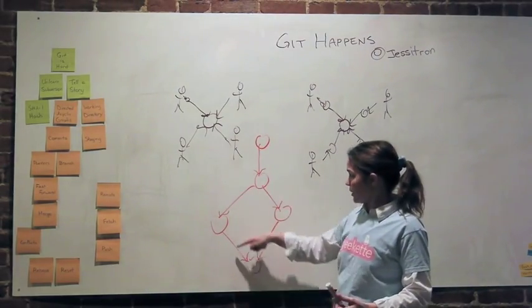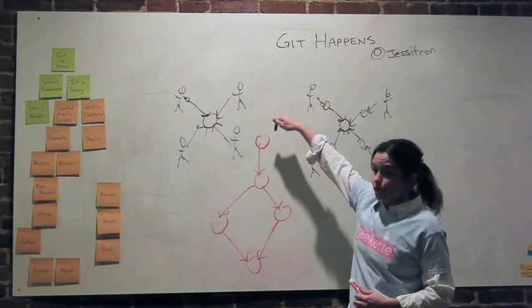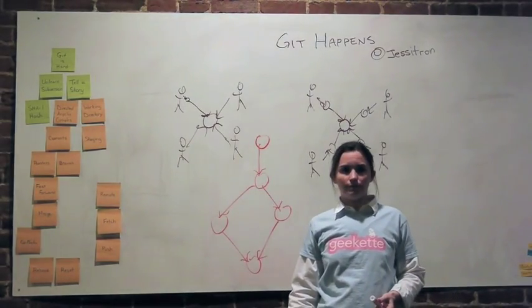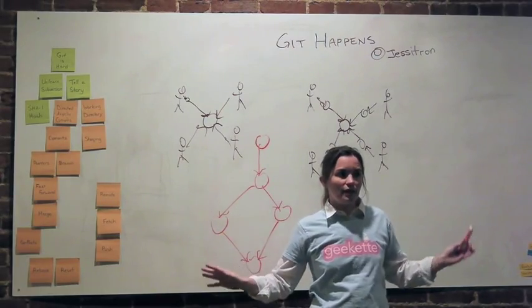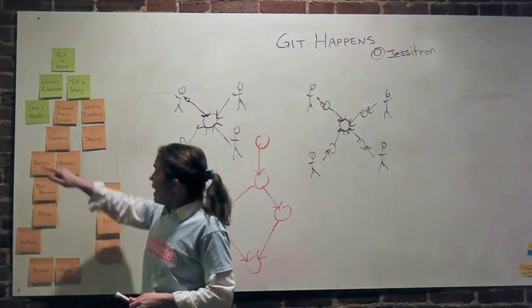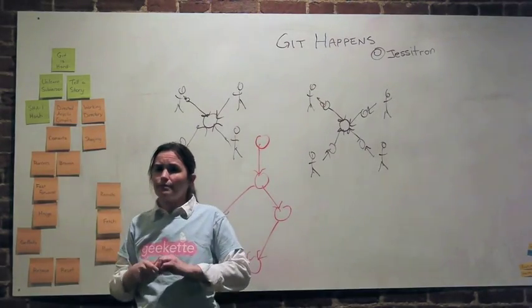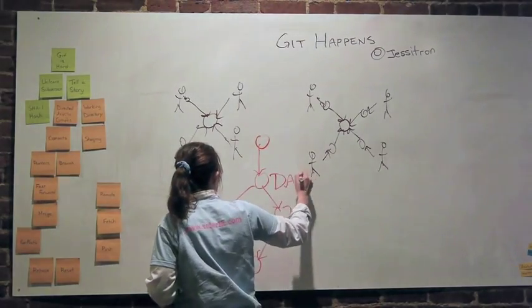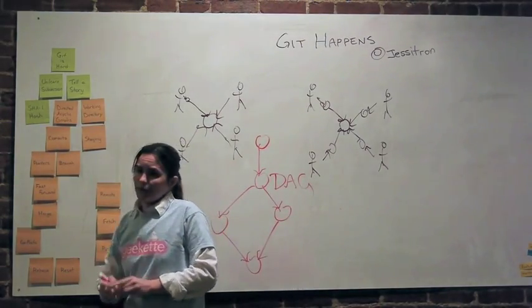Now, you may notice I have a diamond here, but if you're following the arrows of the directed edges, you can never go in a circle. That's it, that's the whole idea of a directed acyclic graph. And this is super core to Git. You'll see it all the time in the man pages, DAG. And that's what it's talking about.